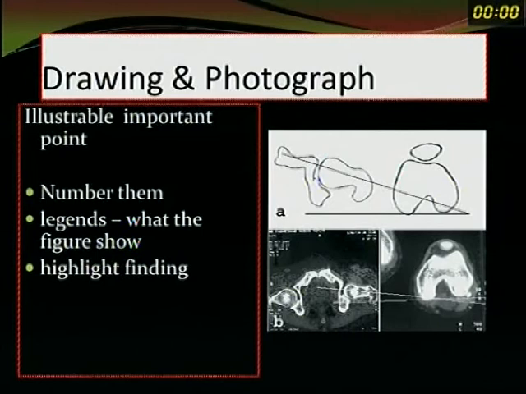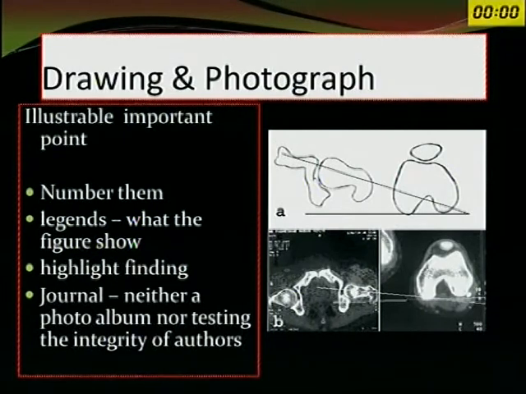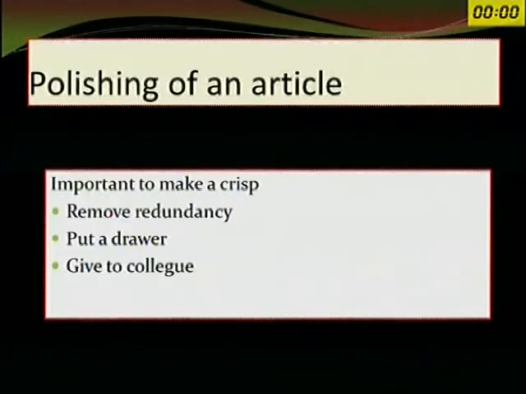Those who review for the IGO know it, that authors just write "figure showing pre-operative figure," and that's it. What you are trying to show in that figure, please write that. Because a journal is neither a photo album nor testing the integrity of the author. So just choose a few selected figures.